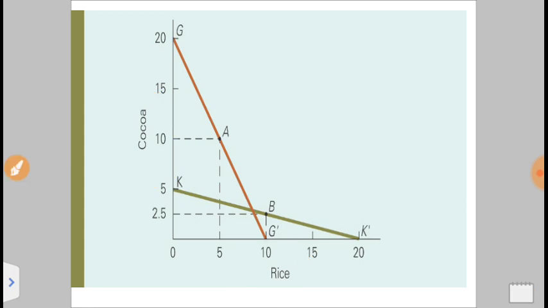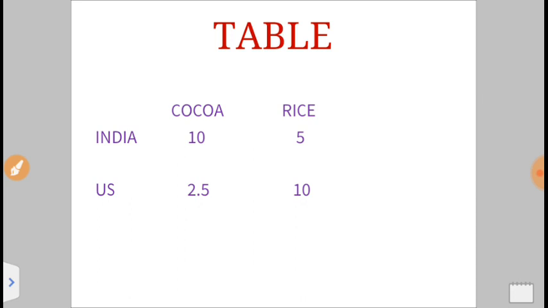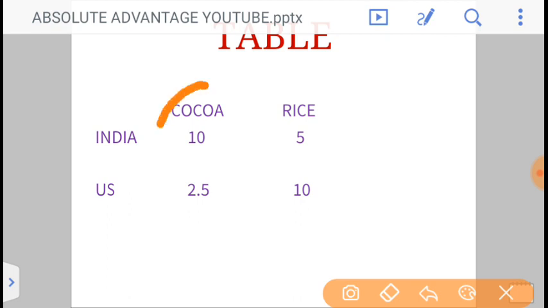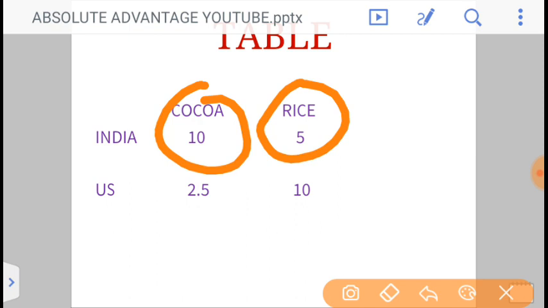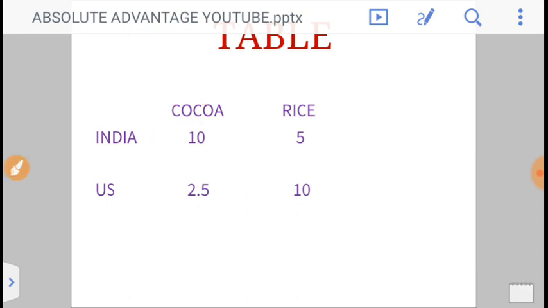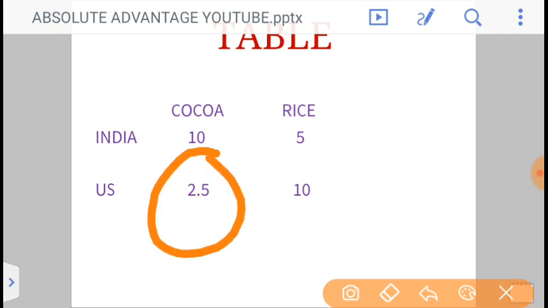The same thing can be explained with the help of a table also. Now I have given the example of India and US. They are the two countries involved in the trade, and the two commodities are cocoa and rice. So by using all its resources, India can produce 10 units of cocoa or 5 units of rice. If you take the example of US, it can produce 2.5 units of cocoa or 10 units of rice.